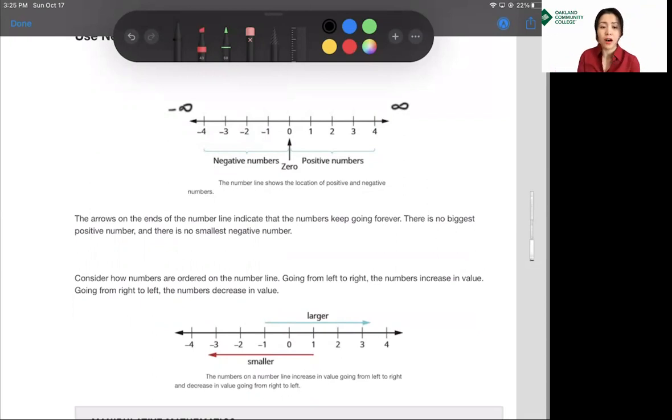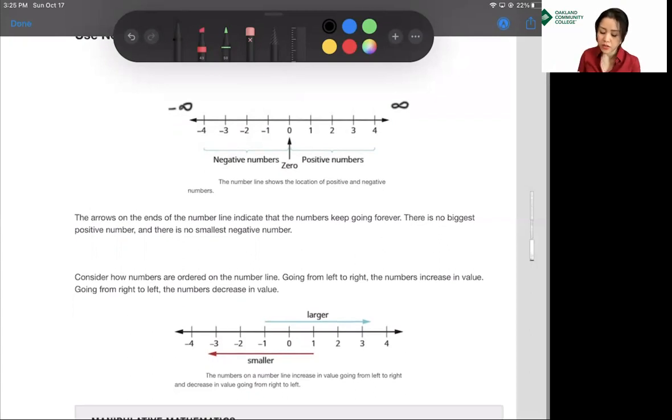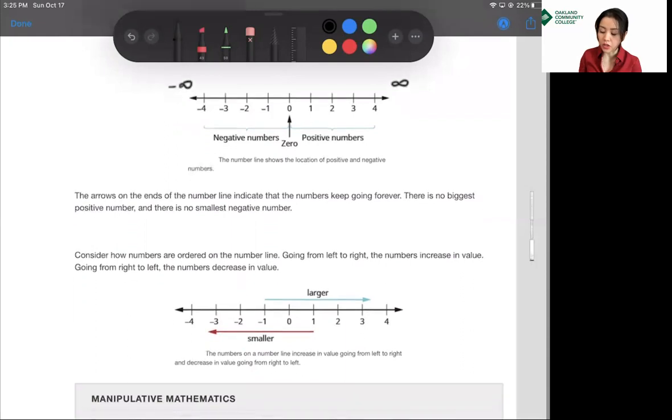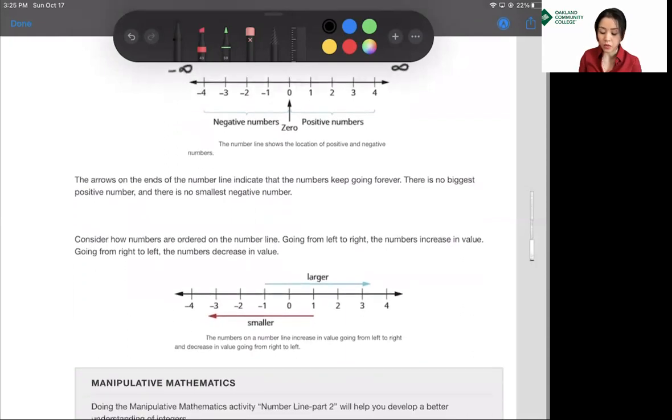Is 0 a positive number or a negative number? Well, numbers larger than 0 are positive numbers, and numbers smaller than 0 are negative numbers, but 0 is neither positive nor negative. Consider how numbers are ordered on the number line. Going from the left to the right, the numbers increase in value, and going from the right to the left, the numbers decrease in value.